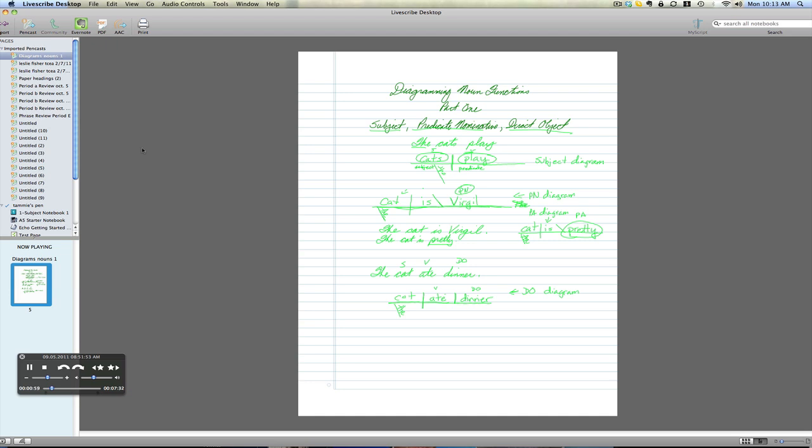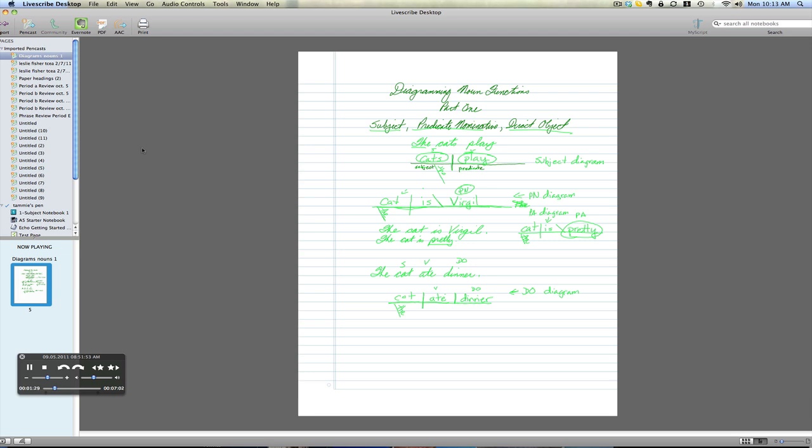A diagram starts very simply with a straight line, and another line that breaks it in half, goes both above and below, breaking it into subject and predicate. So that's the very basic part of the diagram.